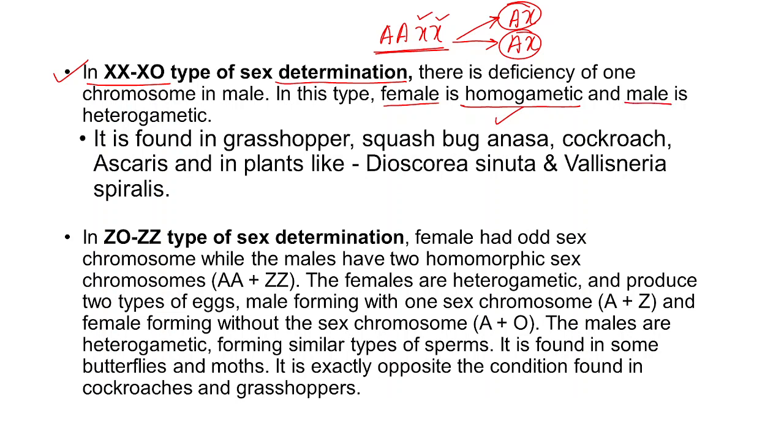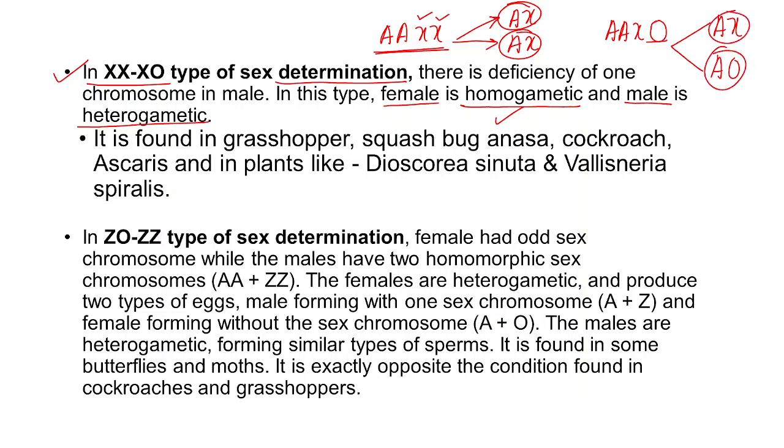But the male is heterogametic. What happens in the male? The male will have autosomes, along with the autosomes only one X chromosome, and in the other sex chromosome there will be nothing, which is represented by the letter O. That is why two types of gametes are produced. One gamete will be autosome along with X, and another gamete will be autosome with nothing, which we can represent as O. Two different types of gametes will be produced here.